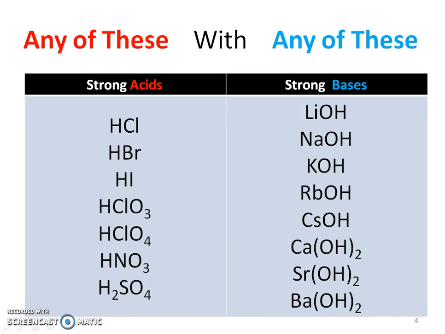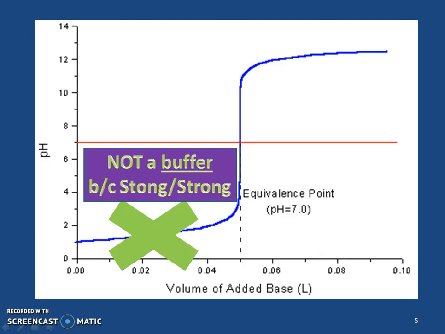So again, strong means any strong acid with any strong base. One of the other reasons why I had you memorizing this list over and over again. So this is our titration curve. We want to remember that this is not a buffer, okay? A buffer only deals with weak stuff. This is not a buffer because it's strong.